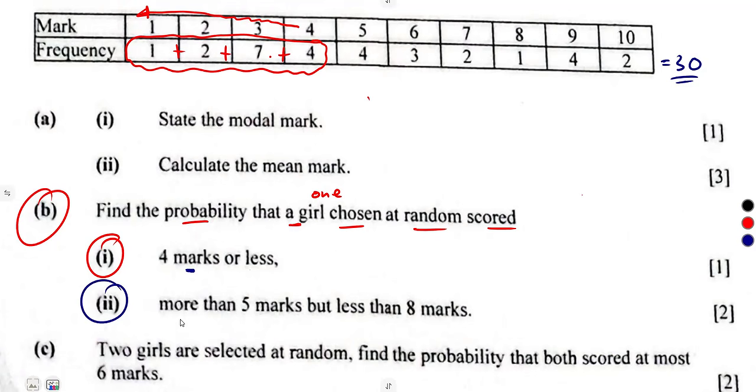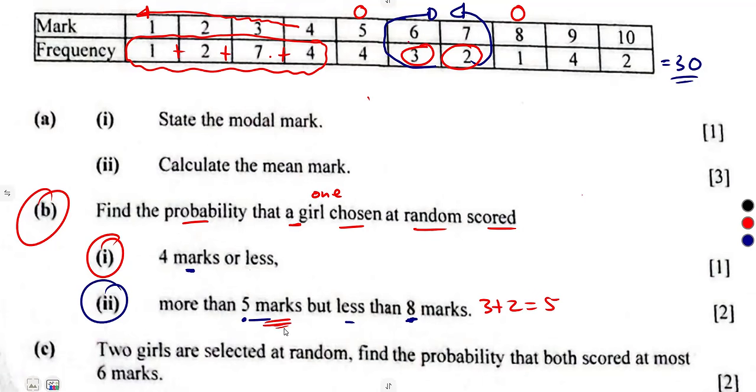Then item 2, more than 5 marks. Greater than, so 5 is not included. We need more than 5, facing this side, but less than 8. 8 is not needed. Less than 8, you consider 7 going down. So we need in between 5 and 8. 5 is not included, 8 is not included. So in between that's 6 and 7. How many learners do we have? 3 and this one 2. So 3 plus 2, that's 5.